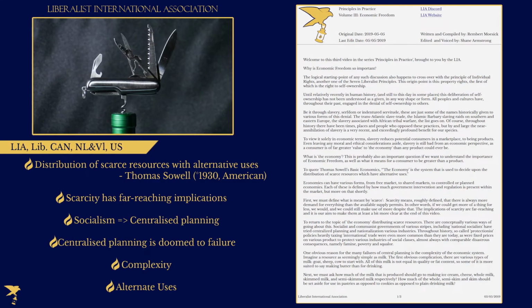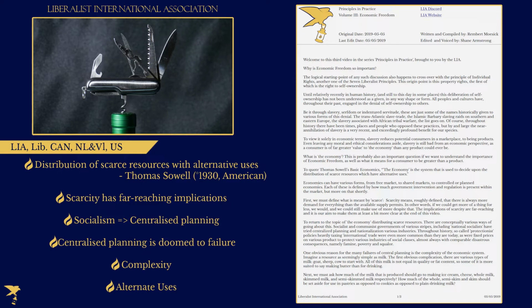Next, we must ask how much of the milk that is produced should go to making ice cream, cheese, whole milk, skimmed milk, semi-skimmed milk, respectively. How much of the whole, semi-skim, and skim milk should be set aside for use in pastries, as opposed to cookies, as opposed to plain drinking milk?